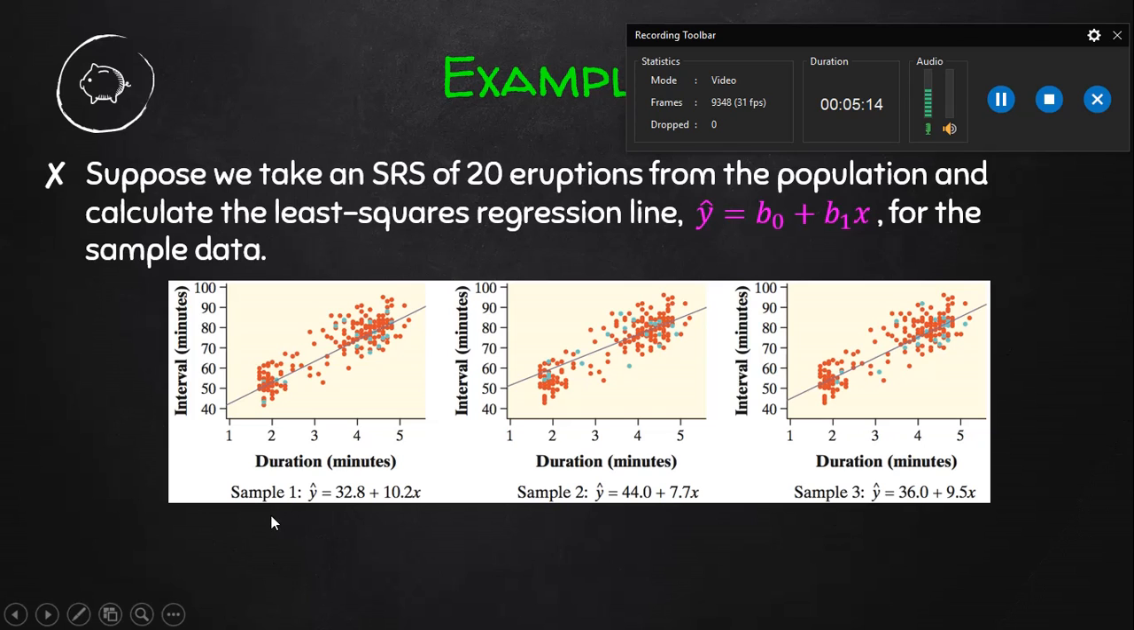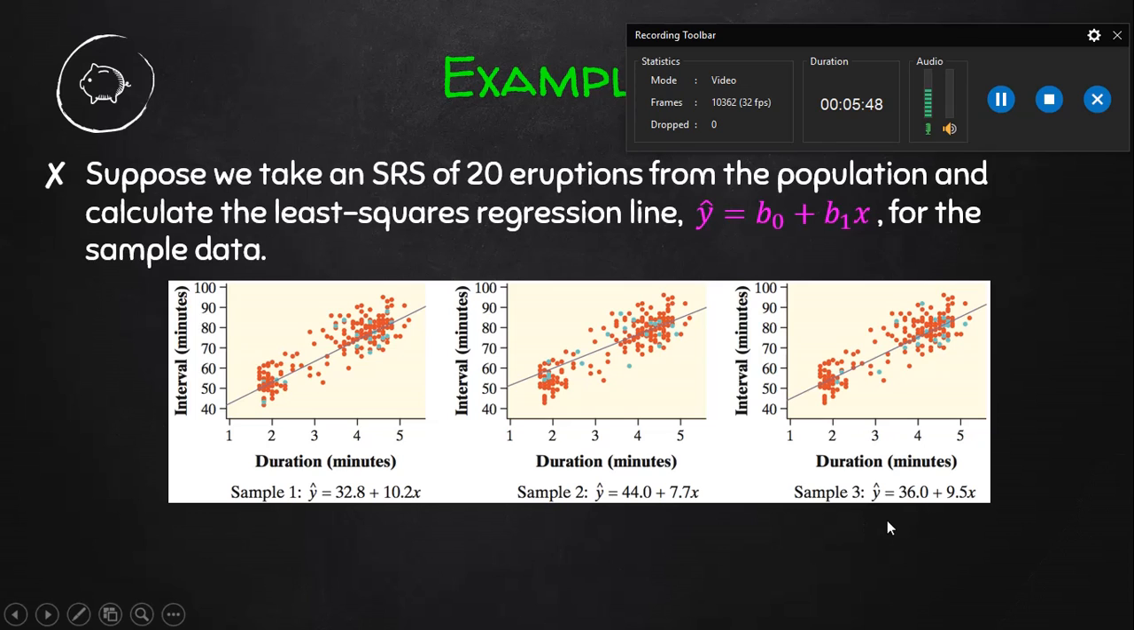So you can see in sample 1, the blue dots represent the population of 20 that were randomly selected, and here's y hat. We've got an intercept of 32.8 and a slope of 10.2. So we're going to run this trial again. In the second sample, again, they've selected these blue dots. Y hat now has a different equation. We have an intercept of 44.0 and a slope of 7.7. So both of these are different than what we saw in sample 1.